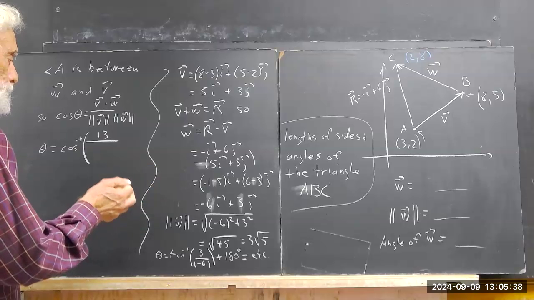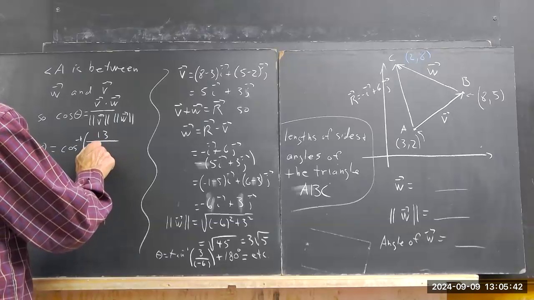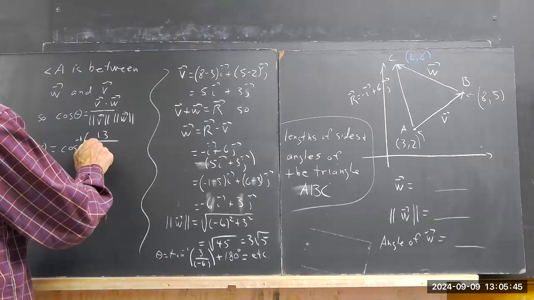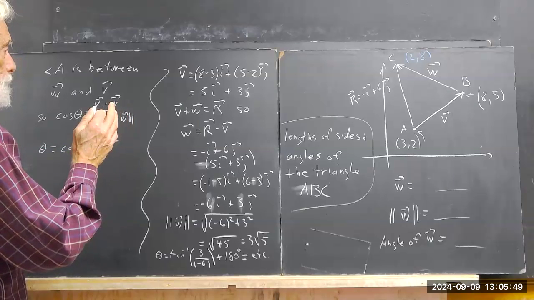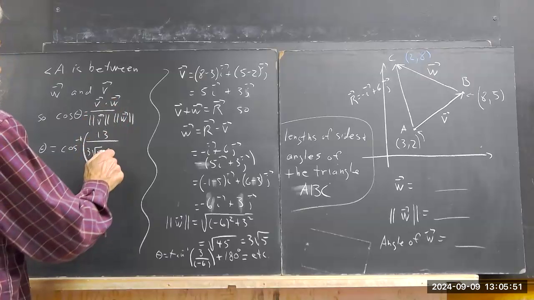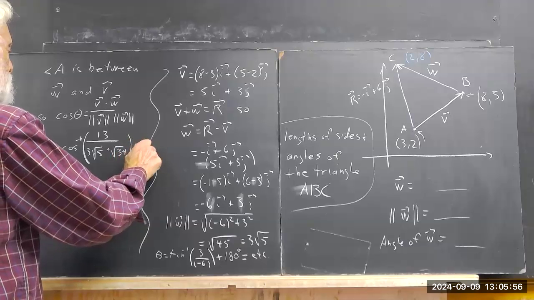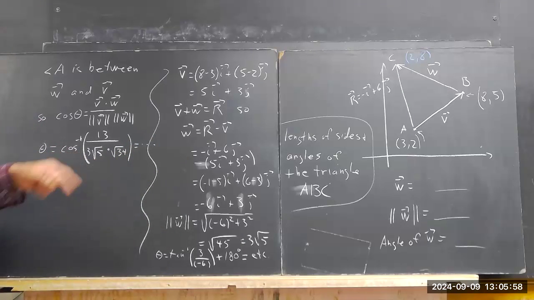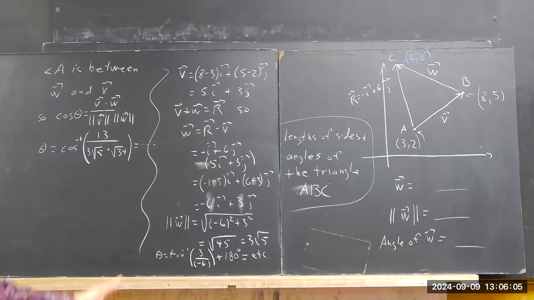Magnitude of W is 3√5 times magnitude of V, which is √34. And that angle will come out okay because it'll give you the closest thing. Okay. Any question on that? Does that look right? I think the numbers are right.